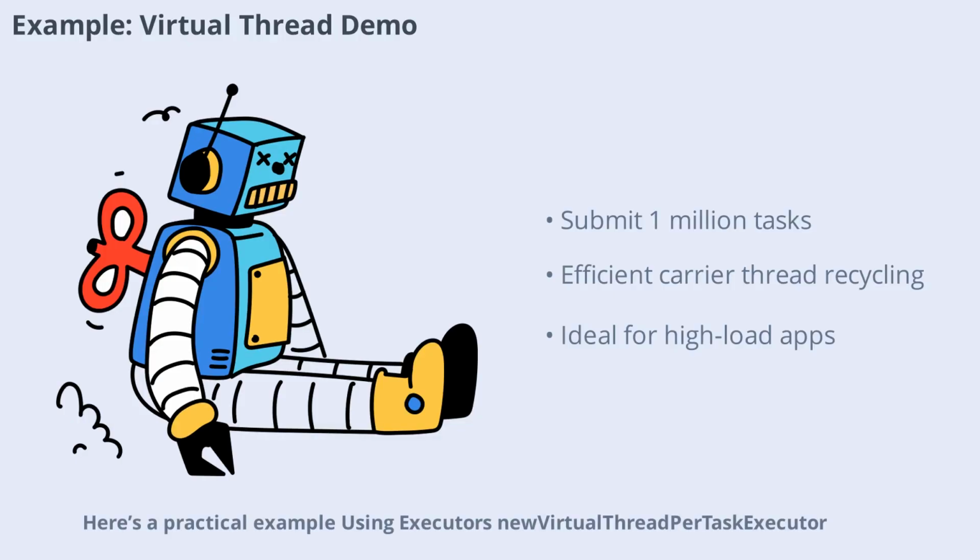Using Executor's new virtual thread per task executor, you can submit 1 million tasks, each simulating an I/O operation. The executor waits for all tasks to complete, efficiently recycling carrier threads during I/O waits. This demonstrates how virtual threads handle massive concurrency with ease, making them ideal for high-load applications.